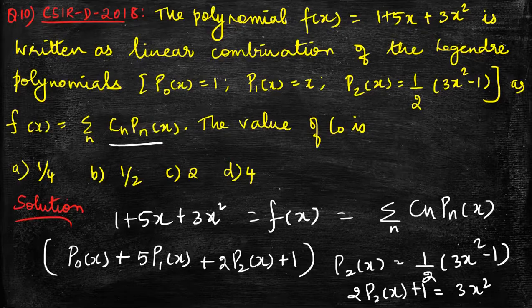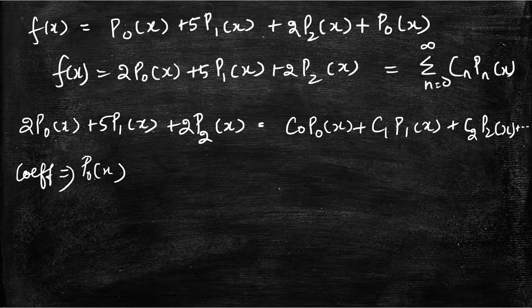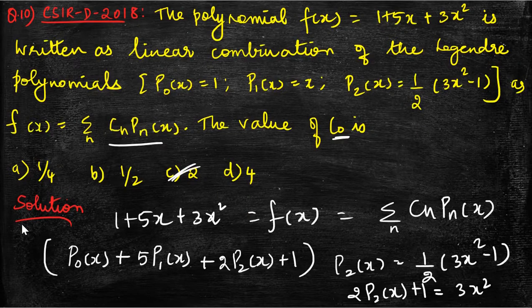What is asked in the question? The value of c naught. Now I can just equate the coefficients of P naught of x. Therefore, I'll get c naught is equal to 2. Therefore, c naught value is 2. So this was asked in December 2018. This is a very simple question. You just have to see how you can use all the given information in the question.